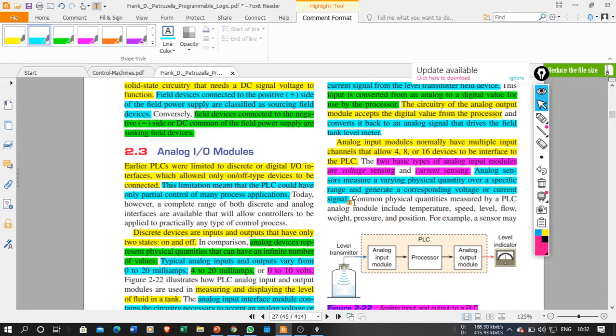Common physical quantities measured by PLC analog modules: for what purpose are you going to use the analog module? You are using the analog module for measuring temperature, speed, level, flow, weight, pressure, and position. So these are the various physical quantities or parameters which are measured with the help of the analog module.